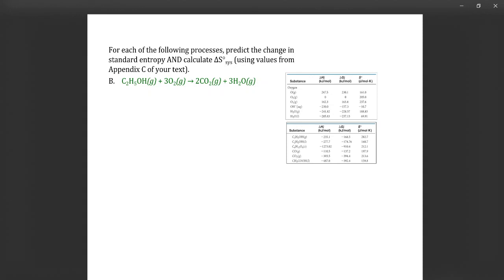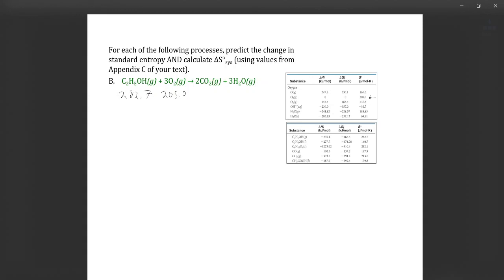Okay, so the first thing we want to do, let's just grab our entropy values. First let's look for gaseous ethanol. Shouldn't have changed from last time. So 282.7. I'm going to leave off the units for the moment, so we should know those. Then we have gaseous oxygen, which is 205.0.